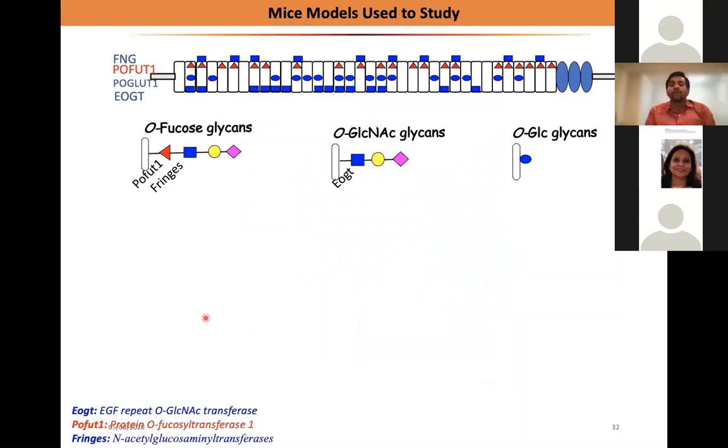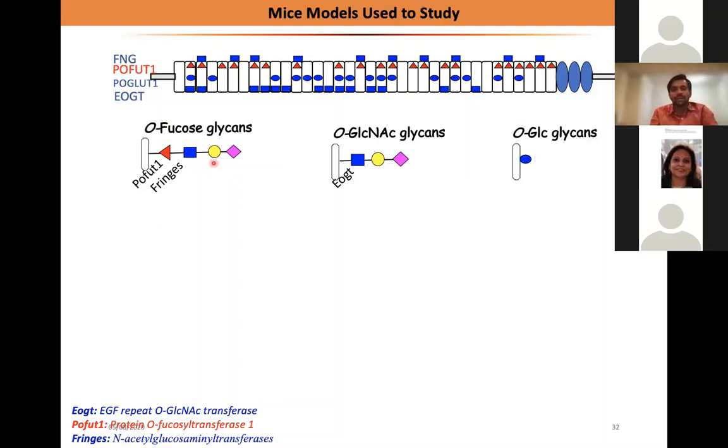Now, the mice model which we have used to study. As I have mentioned, the Notch1 extracellular domain of mice is highly decorated with different glycans, and different enzymes, that is EOGT, POFUT1 and fringes, are required for the addition of different glycans in the EGF repeats of Notch protein. So we have different glycan knockouts, which my lab developed a few years back, and I'm crossing them to develop the different conditional mutations and the global knockouts.